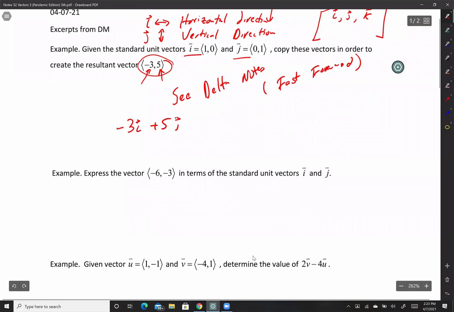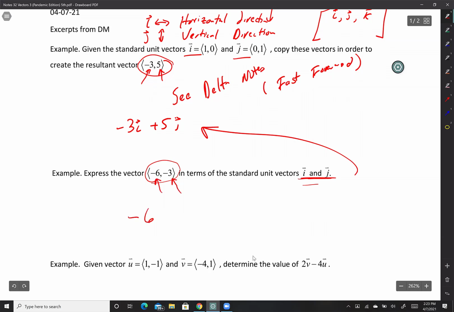So this next example says express the vector -6, -3 in terms of the standard unit vectors i and j. So that just means to write that statement. This is in the x direction, this is in the y direction. So you're going to write it -6i, and I actually like to say plus -3j. But if you want to write -6i minus 3j, that's perfectly fine.